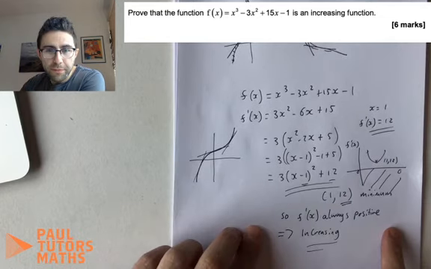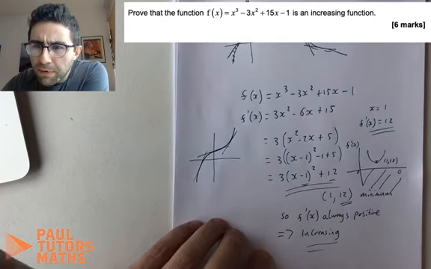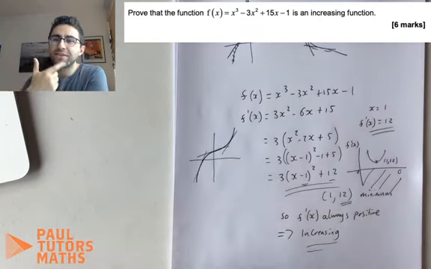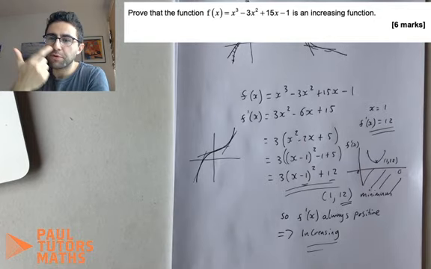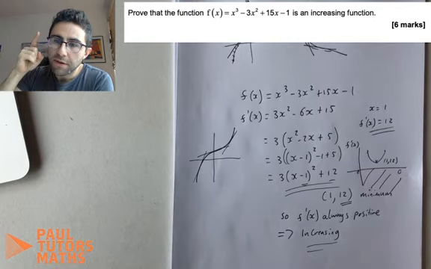So f dash x is always positive. It's increasing. What are people saying in the chat? Yes, U shape is a minimum. N shape is a maximum. Smiley, frowny. You could do what you're saying, Rachel.